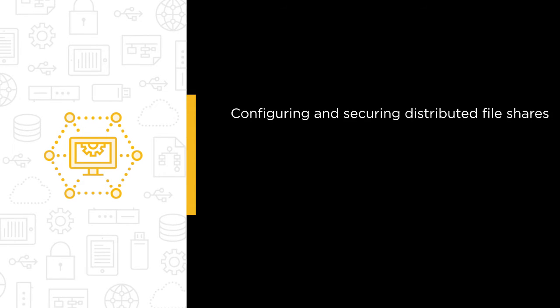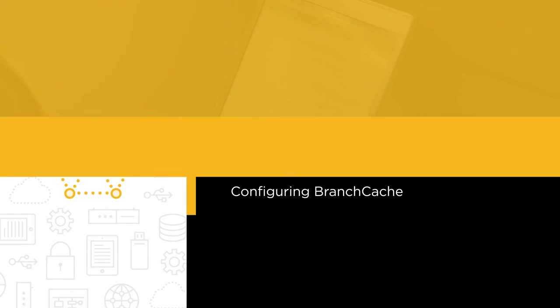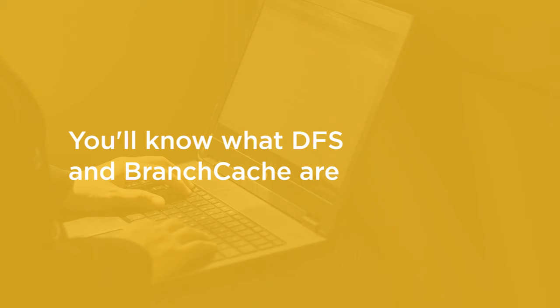Some of the major topics that we'll cover include configuring and securing distributed file shares, setting up DFS replication between remote offices, and configuring BranchCache with and without an on-prem cache server. By the end of this course, you'll know what DFS and BranchCache are, what their use cases are, and how to install and configure them.